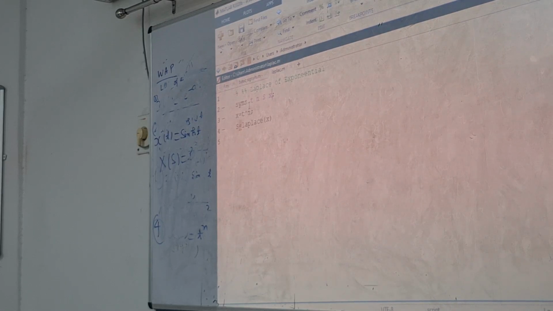Here you have symbolic variables t and n, not suffix. You have used t and it is not useful. Here a, s, and the hyperbolic function can also be sinh a star t.